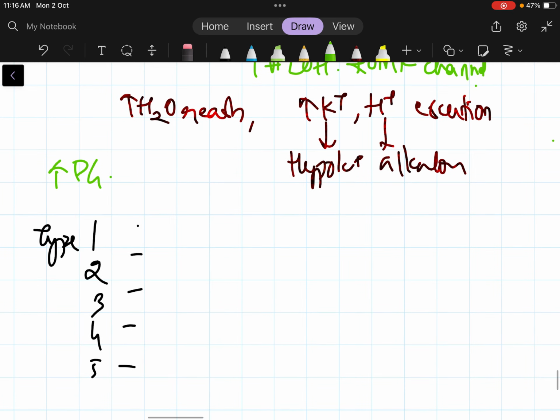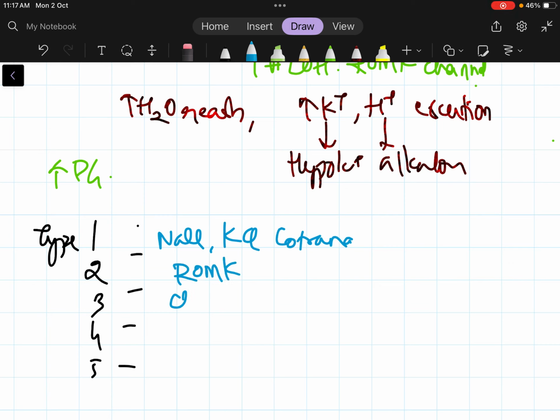Depending on the type of channel mutation, there are 5 types of Bartter syndrome. If the sodium chloride and KCl co-transporter gene is mutated, it is type 1. In type 2 we have a mutation in the ROMK gene. In type 3 there is a mutation in the chloride channel gene. In type 4 there is a Barttin protein gene mutation. In type 5, a mutation is seen in the chloride channel which is the calcium ion sensitive receptor.